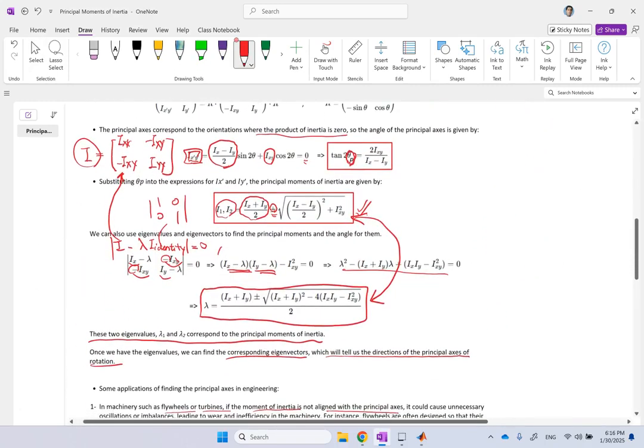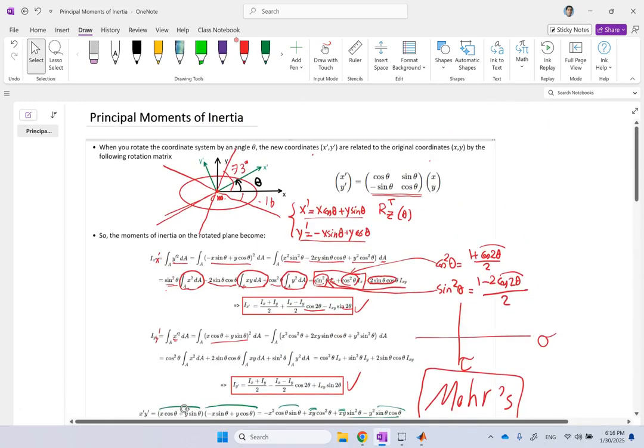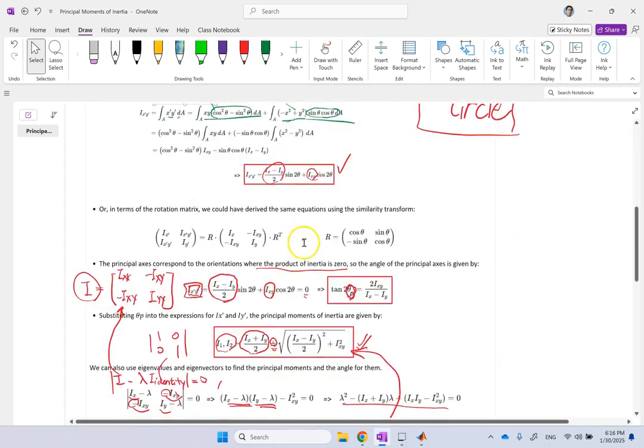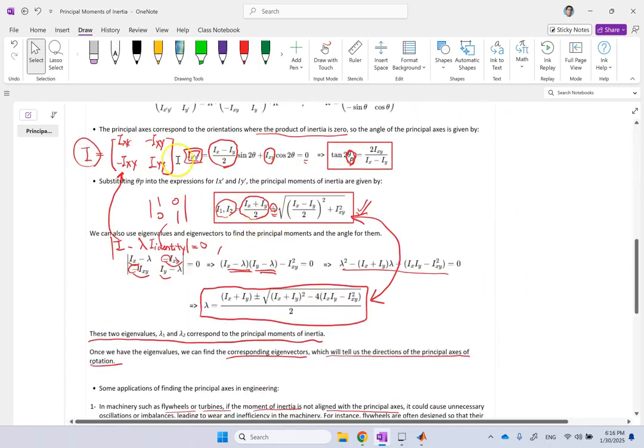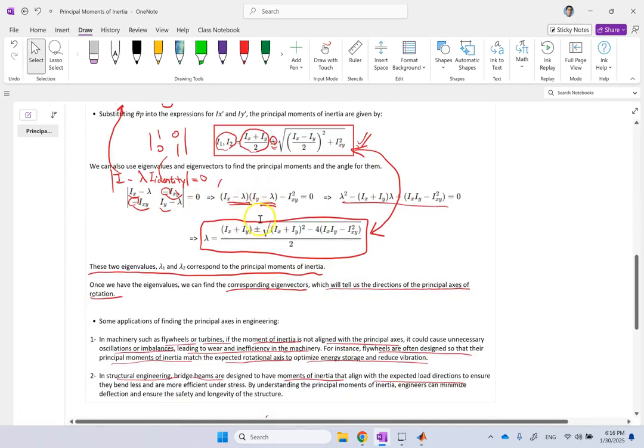But hopefully you learn how to calculate principal moments for a 2D case and what a 3D case is in general. The best way to do it is using eigenvalues and eigenvectors.